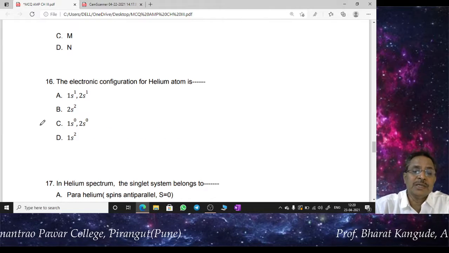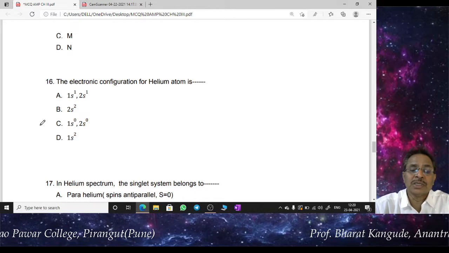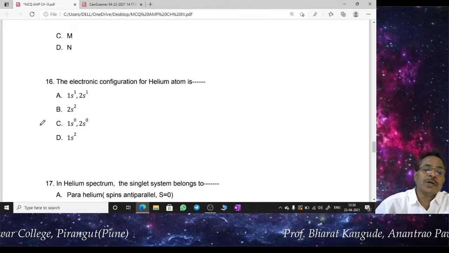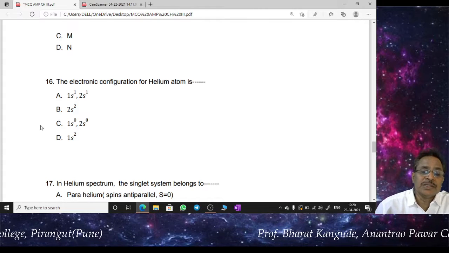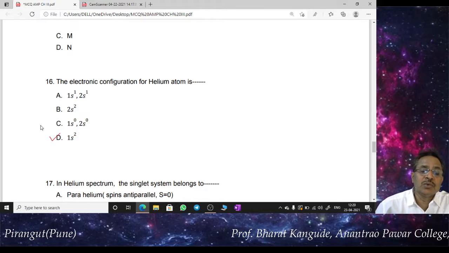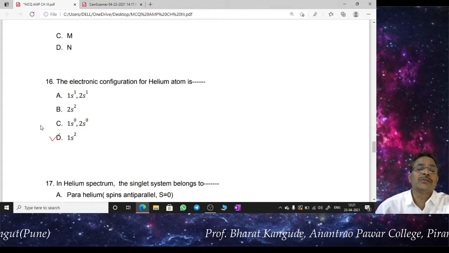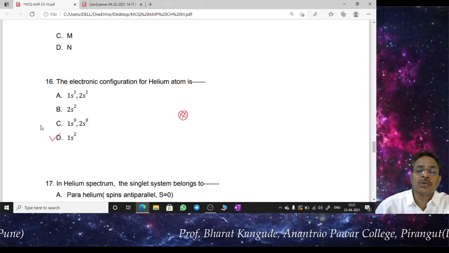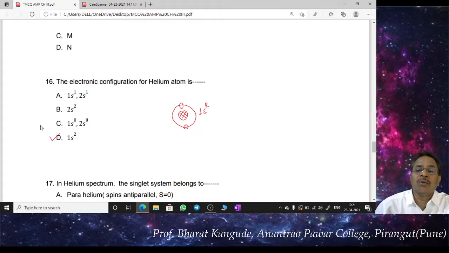Now question number 16. The electronic configuration for the helium atom, as it contains two electrons, in the ground state is simply 1s1 or 2s1, 2s2, then this is an excited state, 1s0, 2s0, this is also not possible, and 1s2 is the correct electronic configuration for this helium atom. So the helium atom has a nucleus which contains two protons and two neutrons, and the 2 electrons are revolving around in the first orbit, that is, it is given by 1s2.